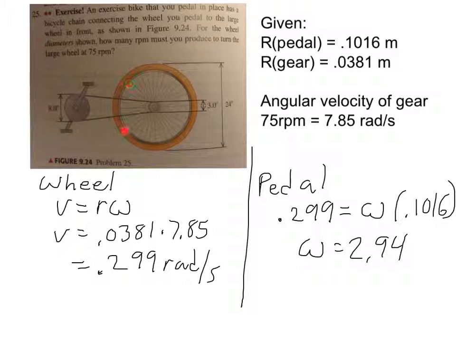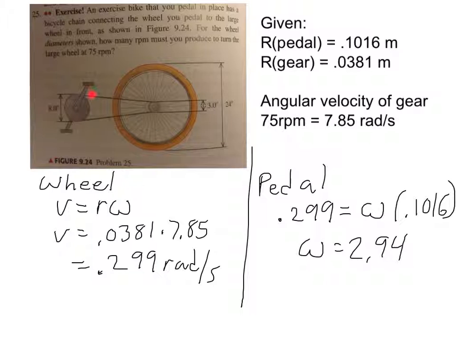I really don't care for this question what the radius of the actual tire is, because it wants to know what the angular velocity of the pedal is going to be. They're giving you what the angular velocity of the gear is. The angular velocity of the gear is the same angular velocity of the tire.